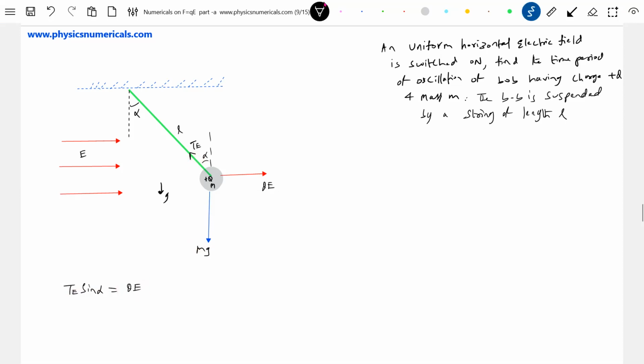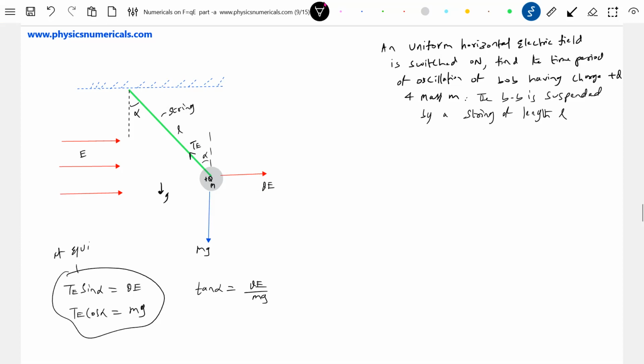T sin alpha will balance the electrostatic force. T cos alpha should balance the weight. Dividing these two, tan alpha equals QE by mg. Okay, this is the angle made by the string with the vertical at equilibrium. All these are at equilibrium, no?